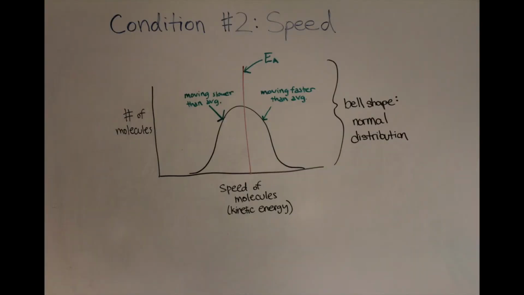Now let's look at condition 2, speed. Some molecules move at a slower speed than others. If their speed is lower than the activation energy, which is represented by the red vertical line, then ineffective collision occurs. Remember that activation energy is the minimum amount of energy needed for effective collision to occur.